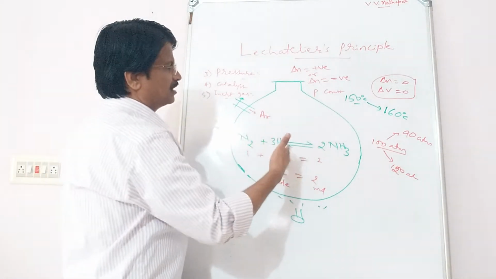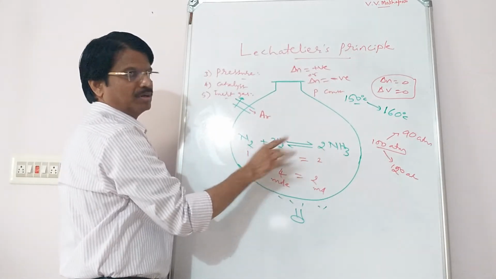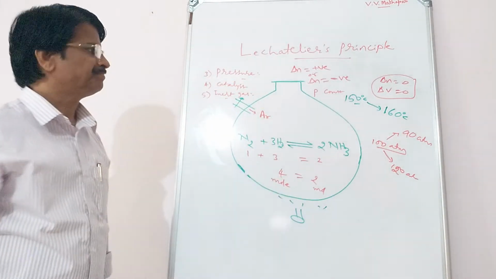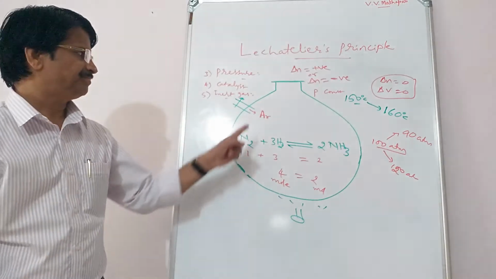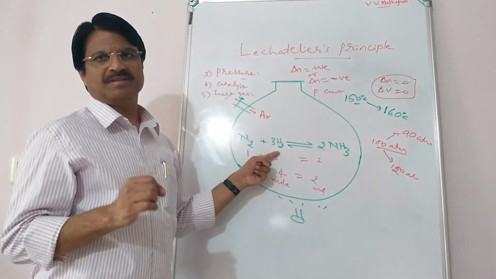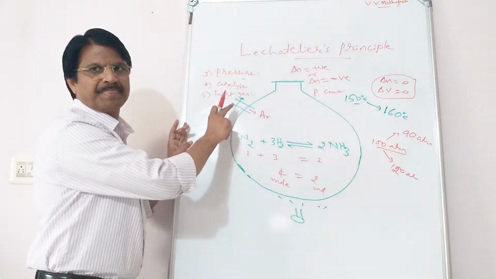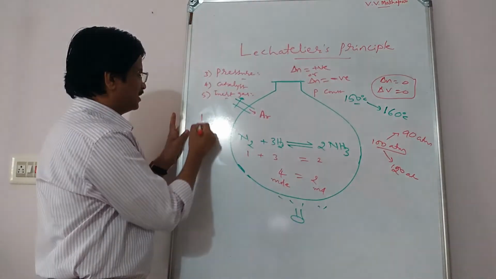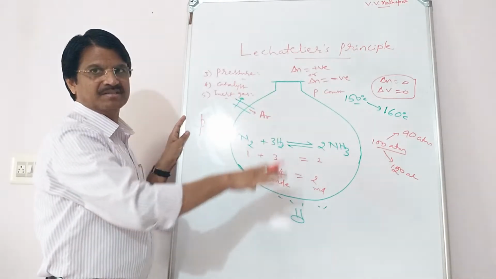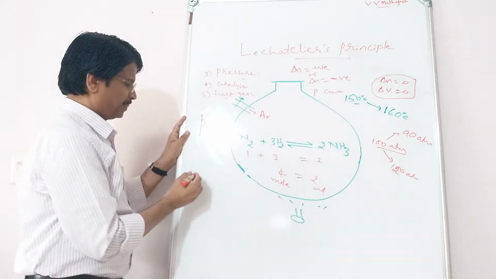Now here we can consider, because delta n value here is negative, 2 minus 4, we get minus 2, it means there is an effect of inert gas. Next, very important: when inert gas is introduced to the system at equilibrium, its partial pressure decreases. See how partial pressure can decrease.